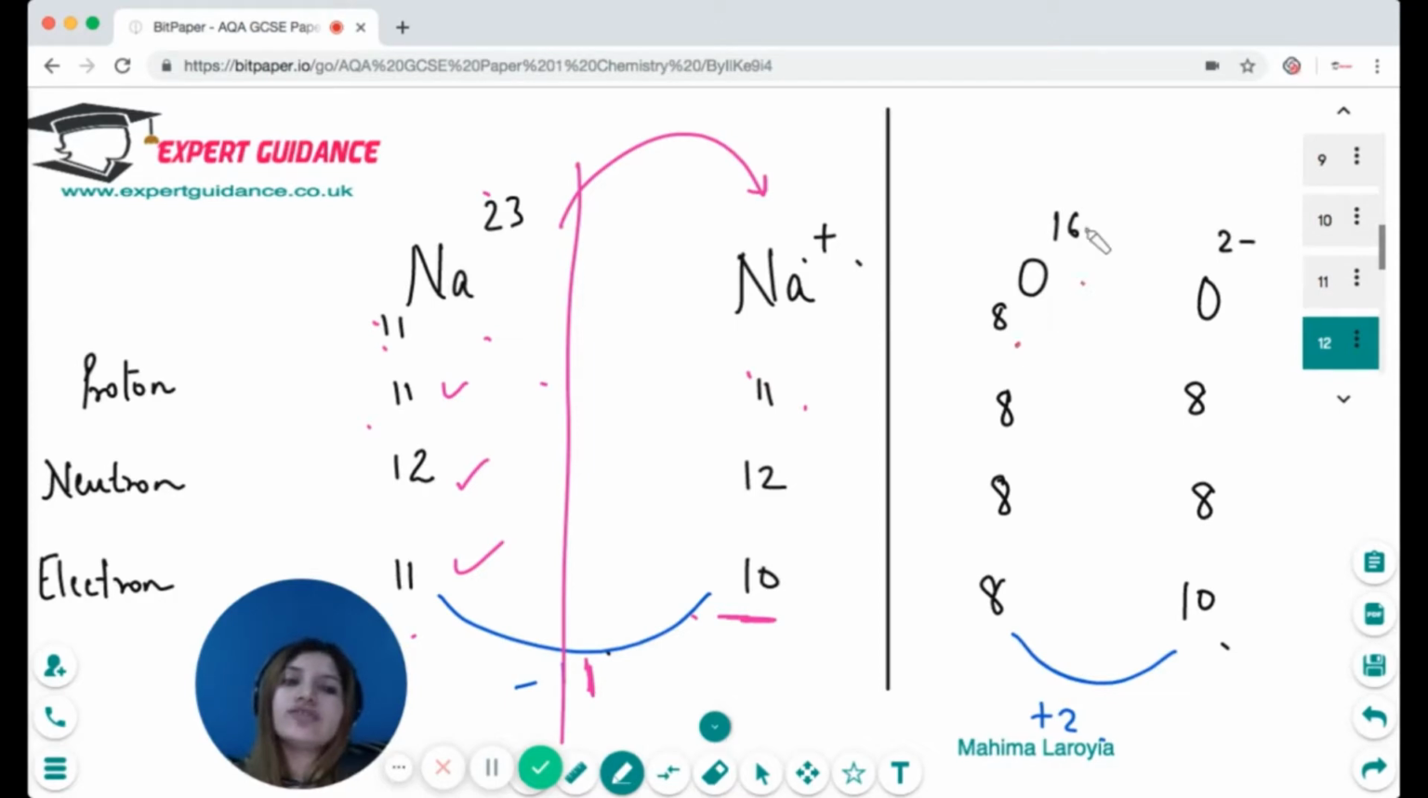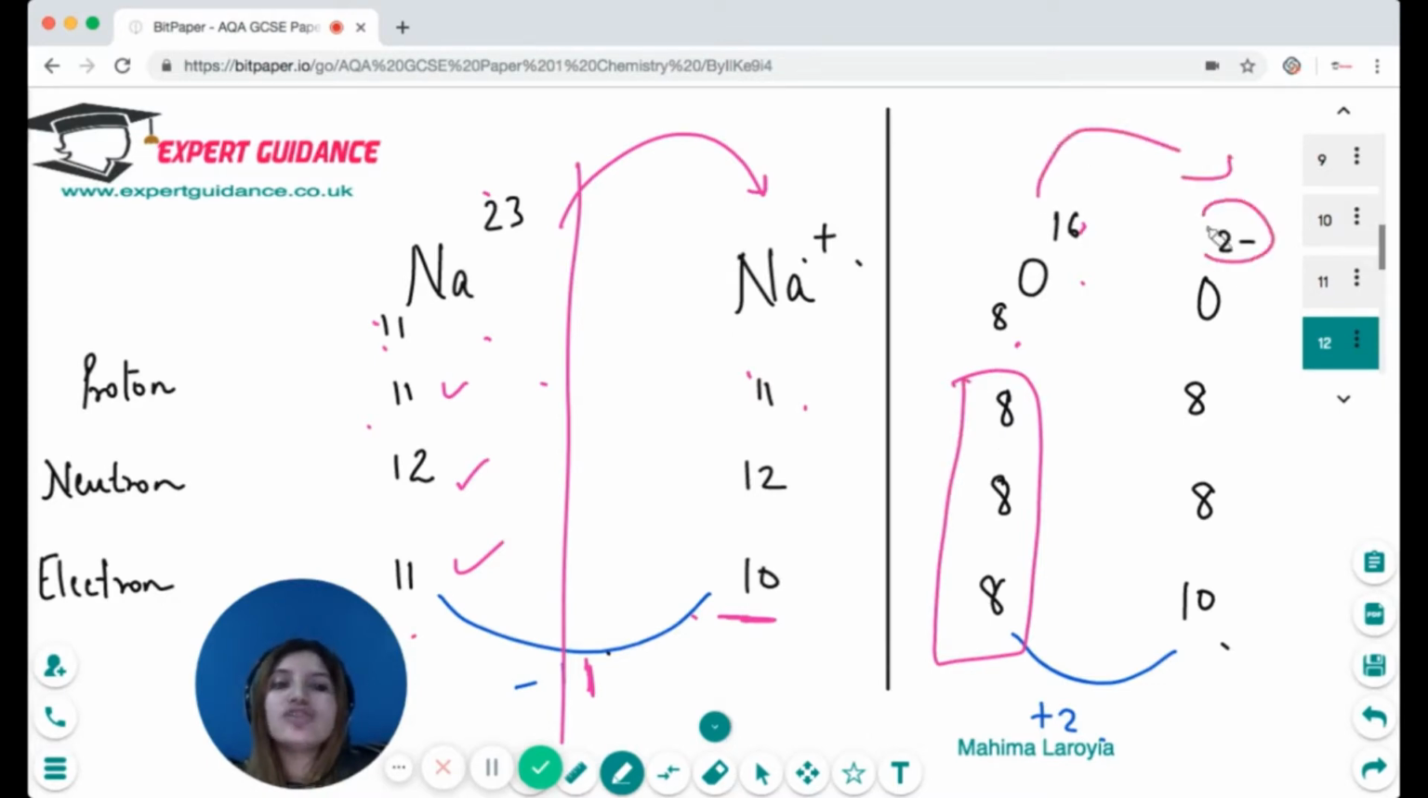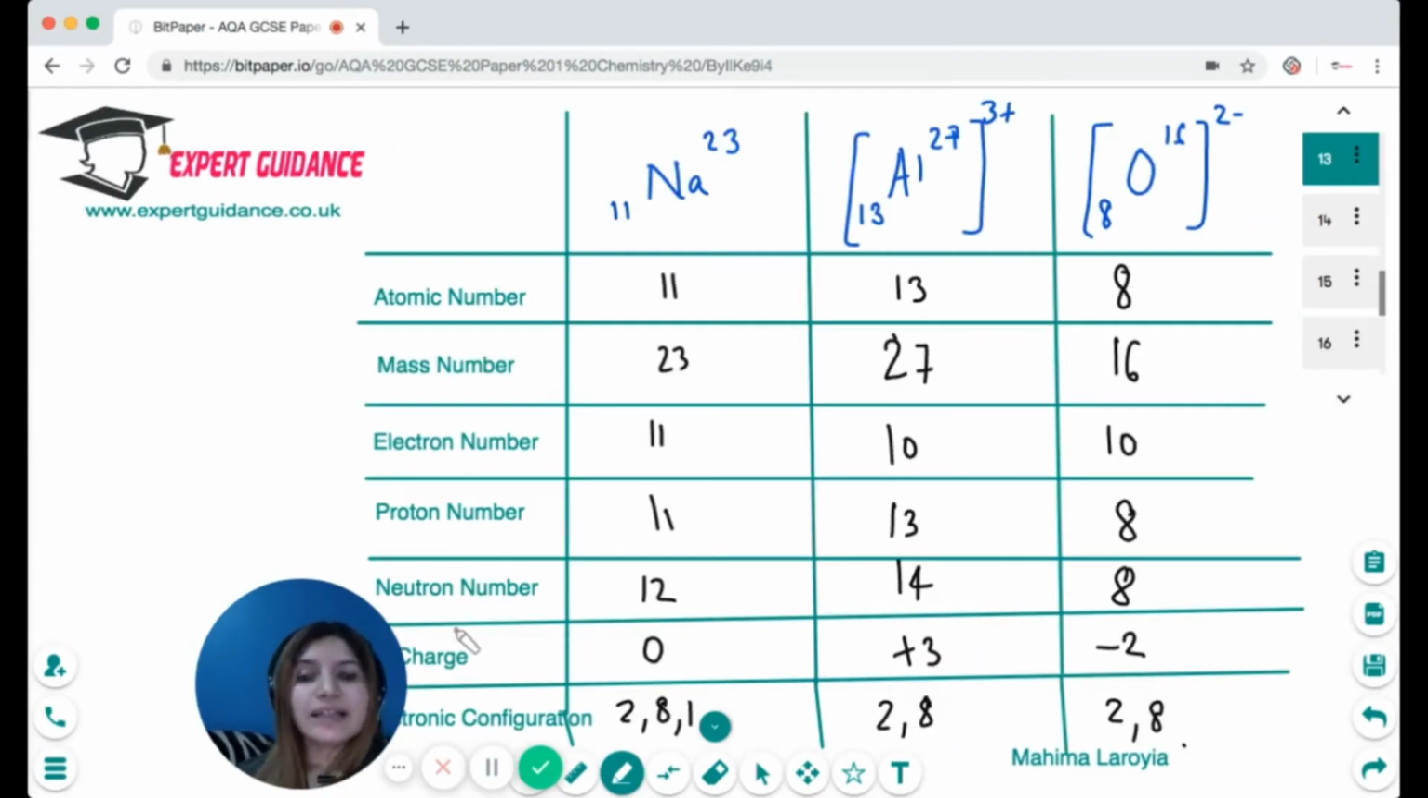Similarly, oxygen 8 and 16, they all have 8 as proton number, neutron number, and electron number. When it becomes 2-, it means it has gained 2 electrons. So you add 2 to their number of electrons and that becomes 10. Okay, so I hope you are now in a position to work out the proton, neutron, and electron number of an atom and an ion.